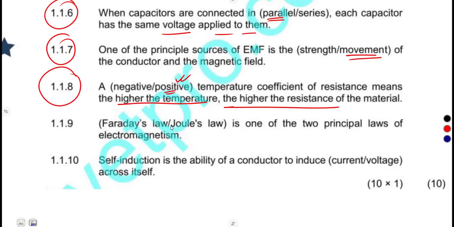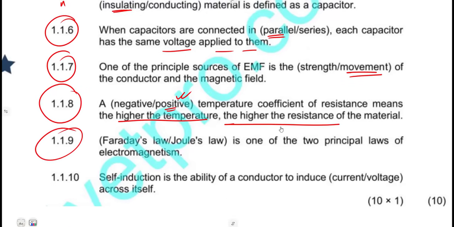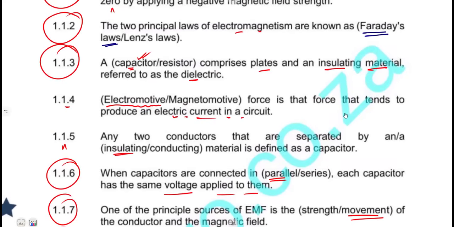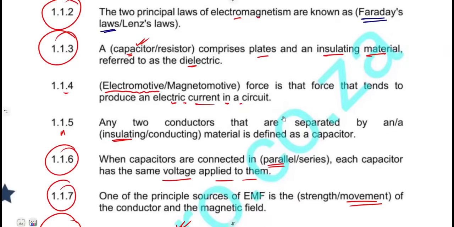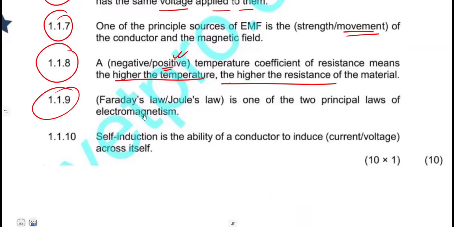So the actual reason for doing this question paper is that there were a lot of errors in the calculations, and also in the theory. So let's revise and see. 1.1.9, which one of these is the two principal laws of electromagnetism? You see, guys, they're simply asking the same thing, the two principles of electromagnetism. Again, what we had before. So that's the Faraday's laws, all right?